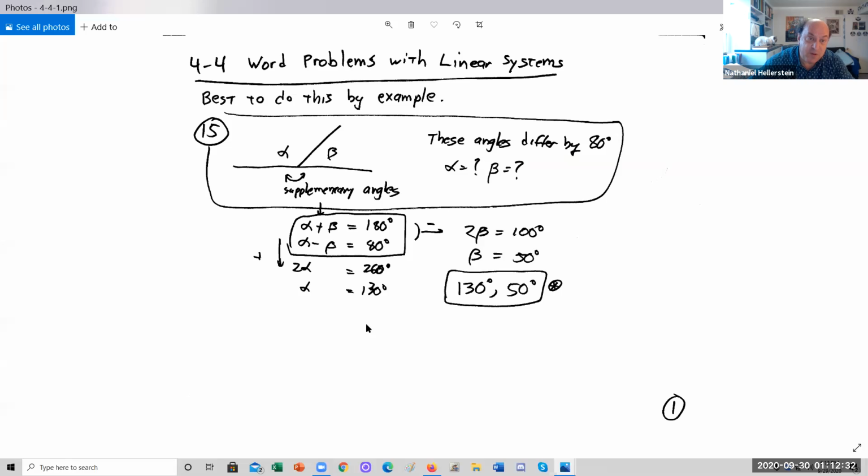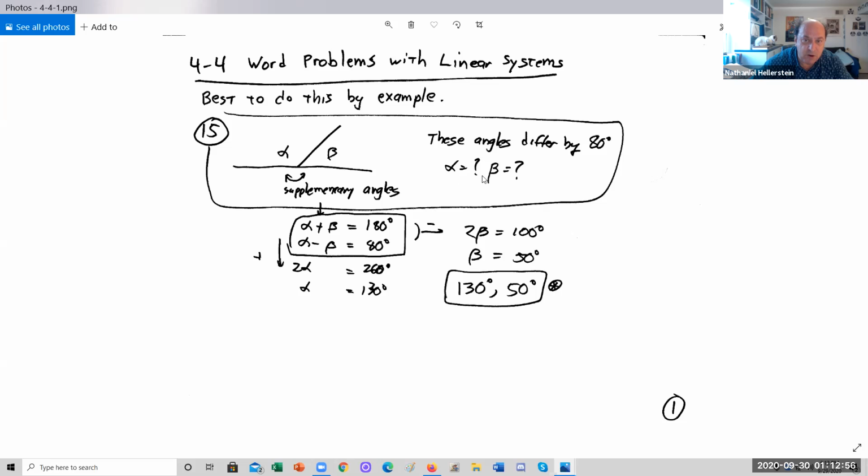Okay, for number 15, we have two what are called supplementary angles that differ by 80 degrees. What are the angles? I give these angles the names alpha and beta, Greek letters A and B. It's traditional to use Greek for geometry. Supplementary angles means that they add up to a straight angle, 180 degrees, like this. So alpha plus beta is 180.